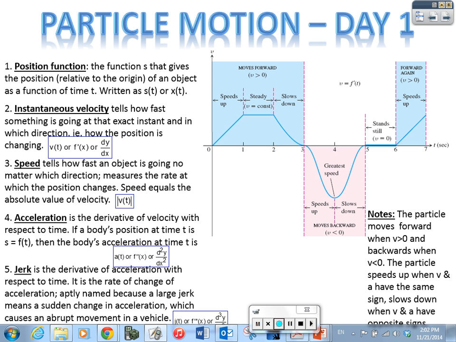Acceleration is the derivative of the velocity with respect to time. And our acceleration, it's usually denoted as a of t, or perhaps one of these other techniques, f double prime, or d2y dx squared. The jerk is the derivative of acceleration with respect to time. It is the rate of change of acceleration.